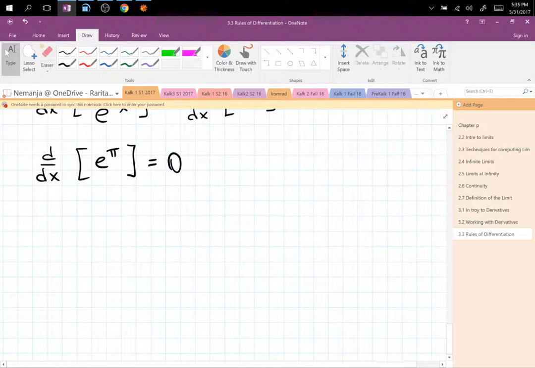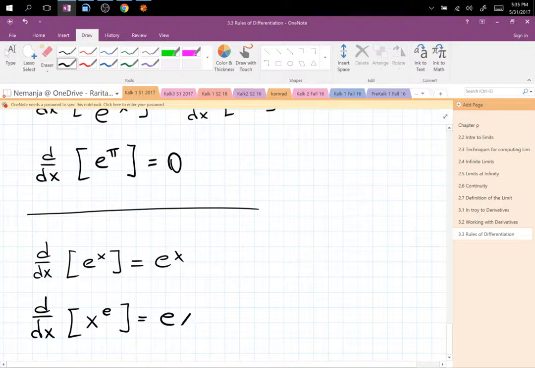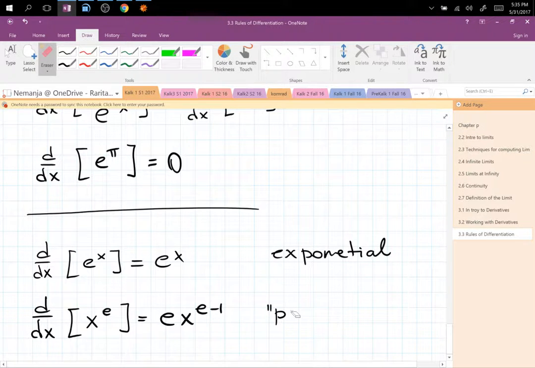Now, to contrast this, I just want to write that again. The derivative of e to the x is e to the x. The derivative of x to the e is e x to the e minus 1. Exponential. And then this is not a polynomial because it has to be integers. So I'll put polynomial. It's called the power rule. Actually, I'll use the power rule. That's the proper mathematical notation, but I'll say polynomial.